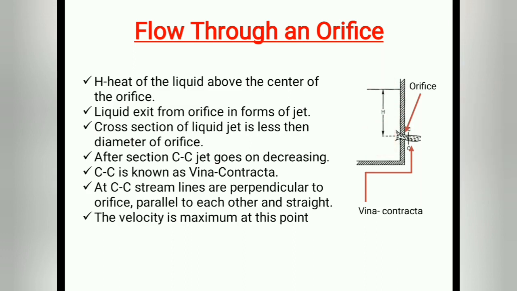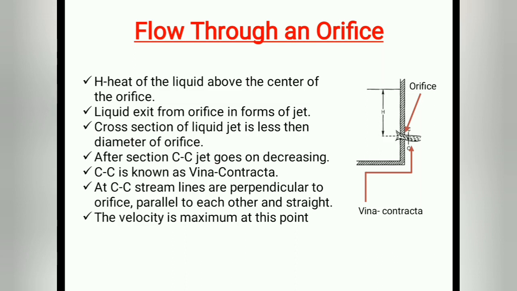Liquid exits from the orifice in the form of a jet. That means the flowing fluid at the exit we get in the form of a jet. The cross section of the liquid jet is less than the diameter of the orifice. Obviously, the water does not occupy the entire area of the orifice at the exit, so we get a smaller cross section area compared to the cross section area of the hole.